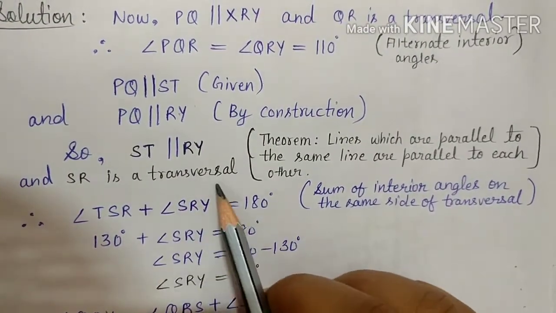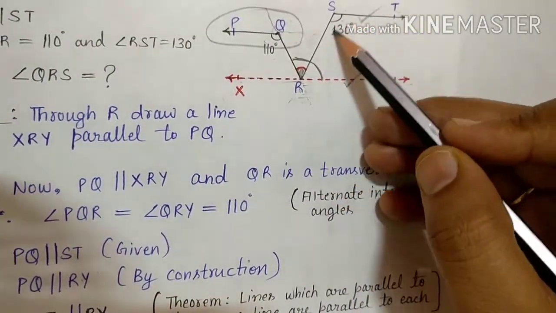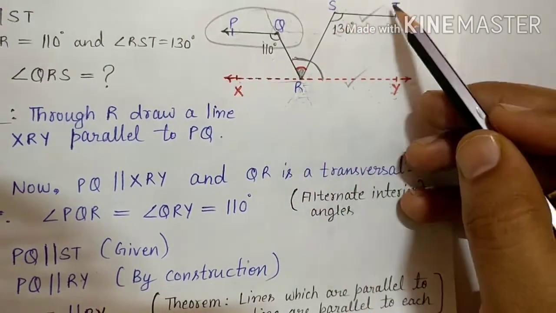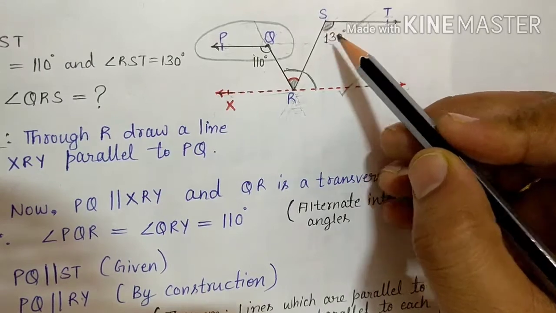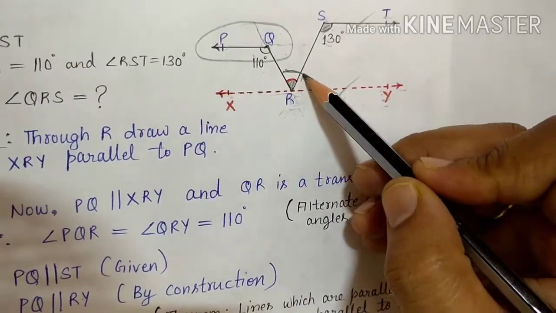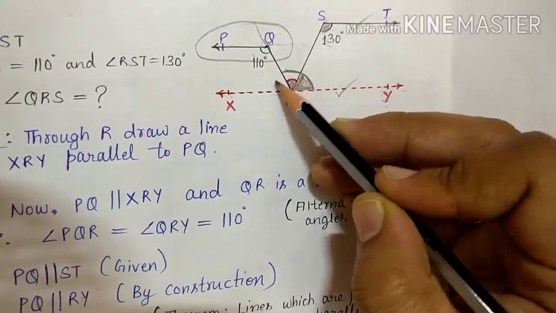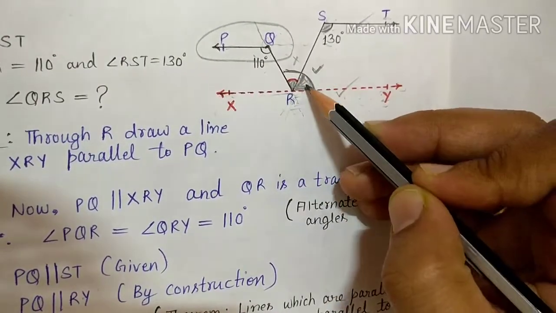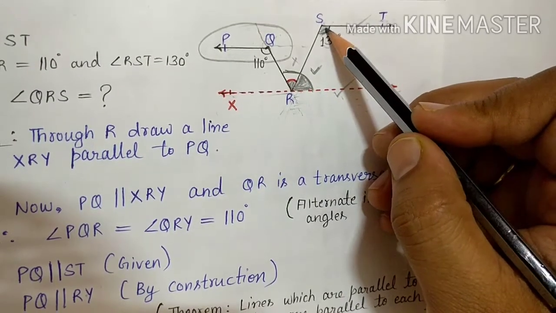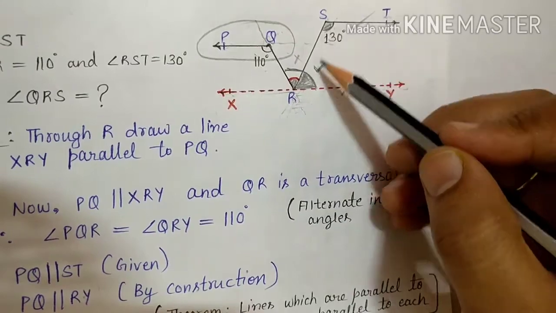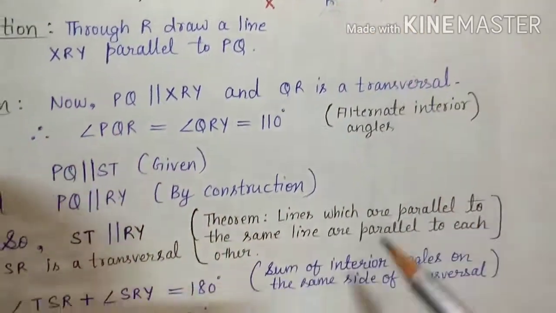And SR is working as a transversal. ST and RY are parallel, and SR is working as a transversal. Therefore angle TSR, this one, 130, plus angle SRY, this part only, equals how much? 180 degrees. Why? Because these are interior angles on the same side of the two parallel lines ST and RY. So this plus this equals how much?